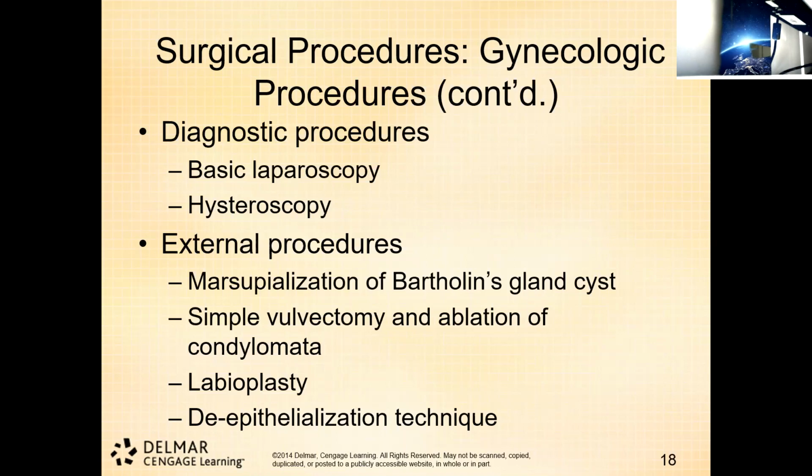Simple vulvectomy. So, simple vulvectomy and ablation of the condylomata. If we're looking at this procedure, what we're talking about is focusing our attention on the mons pubis. Characterize the mons pubis: there's a slight elevation that is normally anterior to the symphysis pubis, and of course superior to the vaginal opening.